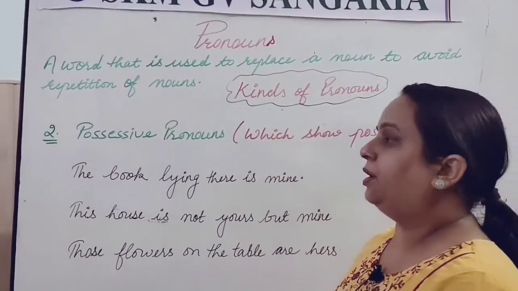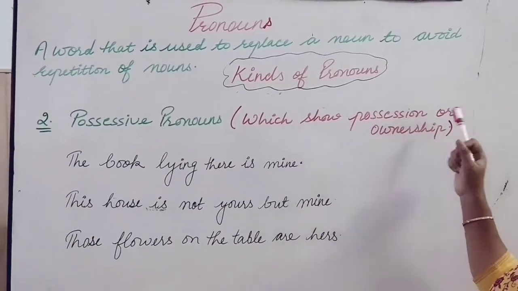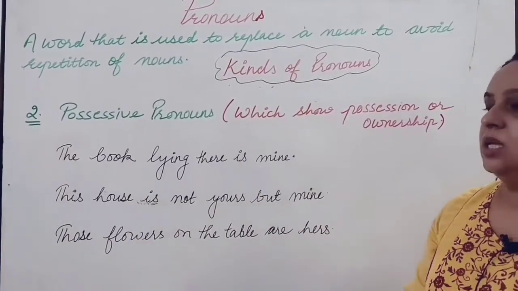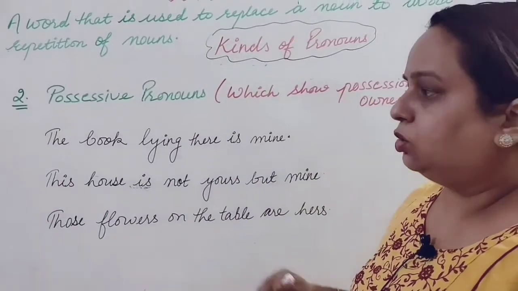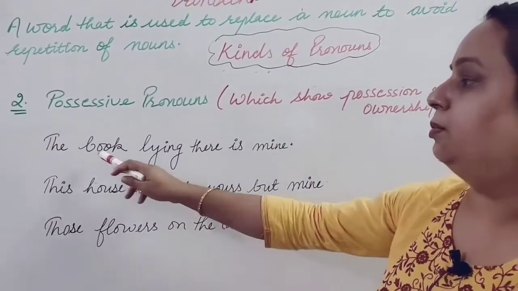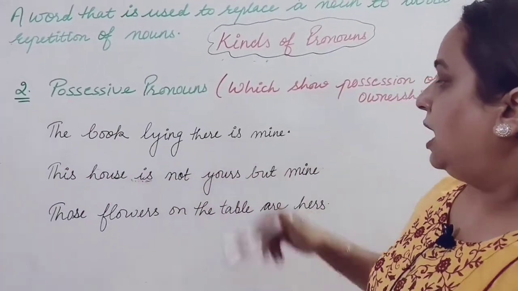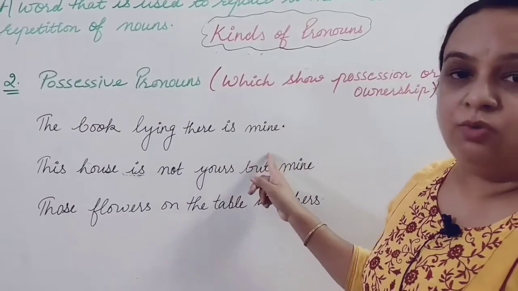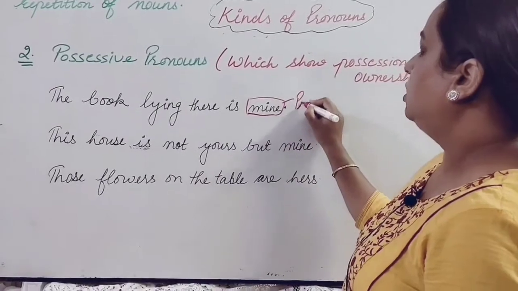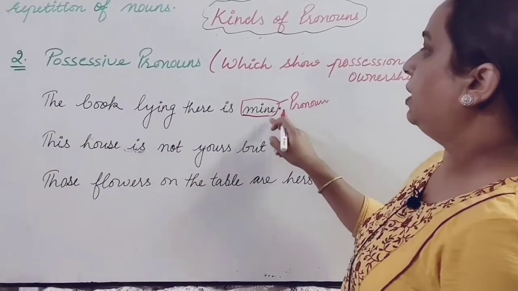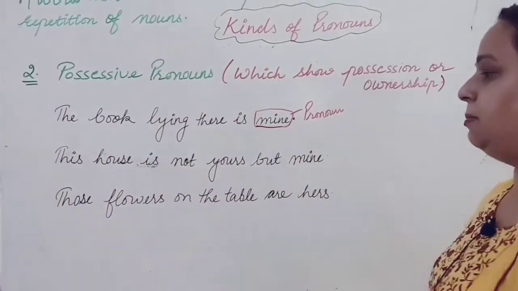Now let's see the possessive pronouns. Possessive pronouns are the words which show possession or ownership. Let's see these examples. The book lying there is mine. So which word is telling the possession? The book is a noun, but before that there is the, so that is not a pronoun. And is is there, and the word mine is showing the possession, the ownership. So mine is what here? Pronoun. And what kind of pronoun is mine? Possessive pronoun.